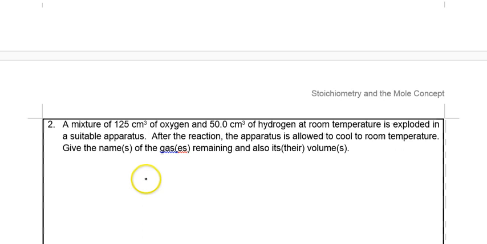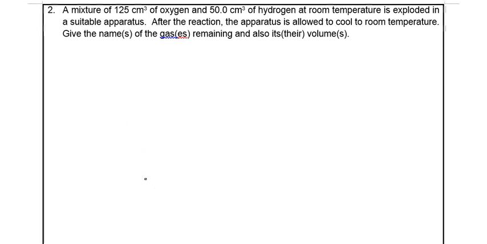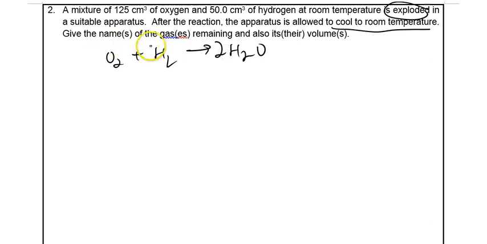Checkpoint question number 2. In this question, we have a mixture of 125 cm3 of oxygen and 50 cm3 of hydrogen at room temperature. It is exploded, which basically means it burns, and then it is cooled to room temperature. So let's write the equation out first. O2 plus H2 gives H2O. Balance the equation, 2 and 2. So this is gas, and this is allowed to cool, which means this is liquid water.